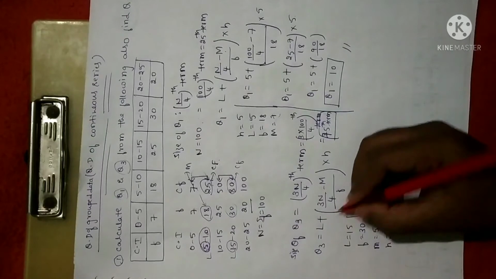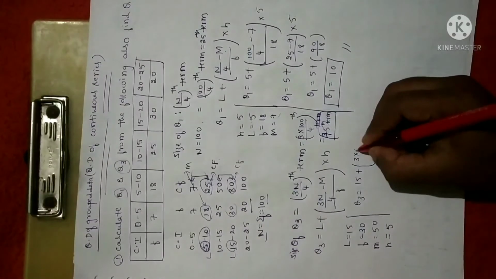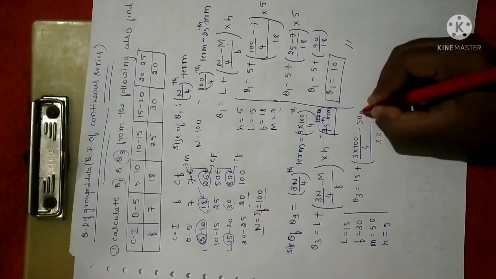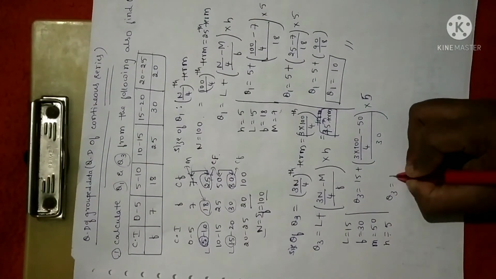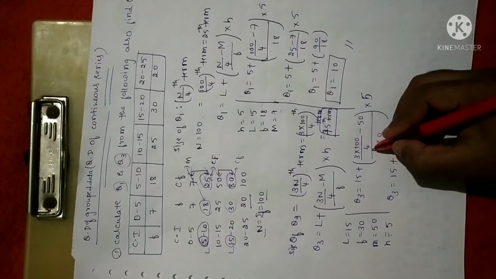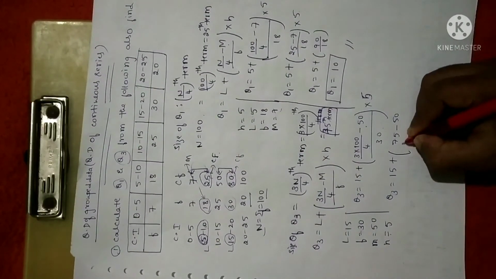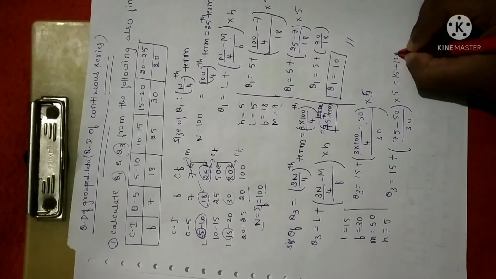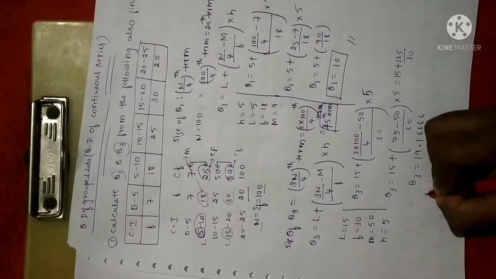So Q3 is equal to L, which is 15, plus 3 into N, where N is 100, divided by 4, minus M, which is 50, divided by F, which is 30, into H, which is 5. Clear? Now let me simplify this. So Q3 is equal to 15 plus (3 into 100 divided by 4 minus 50) divided by 30, into 5. So it is 75 minus 50, divided by 30, into 5. After simplification you will get 15 plus 125 by 30. So Q3 is equal to 19.1666.